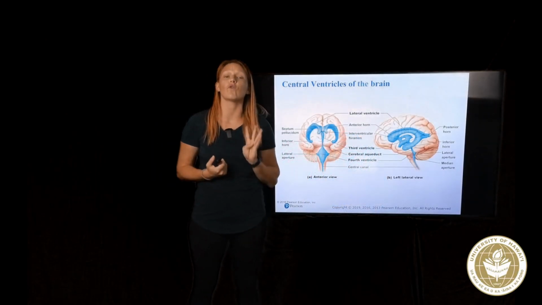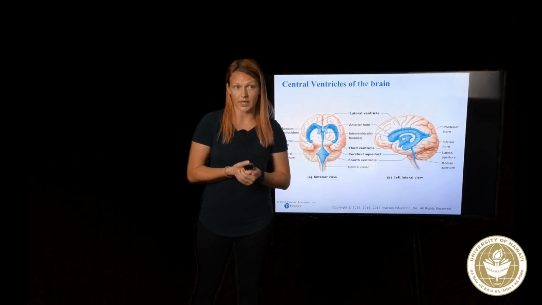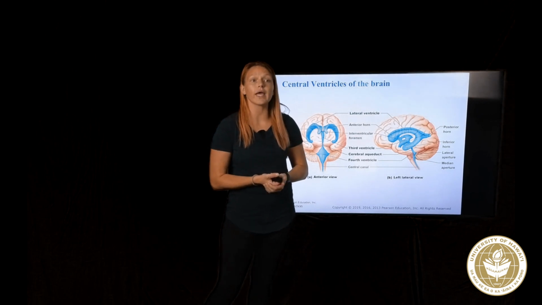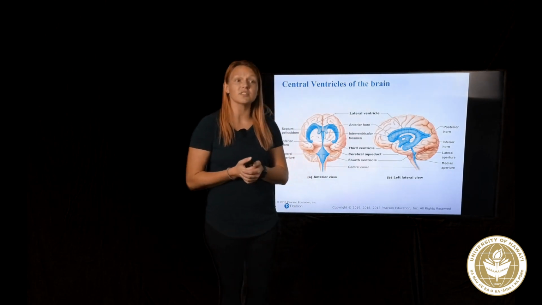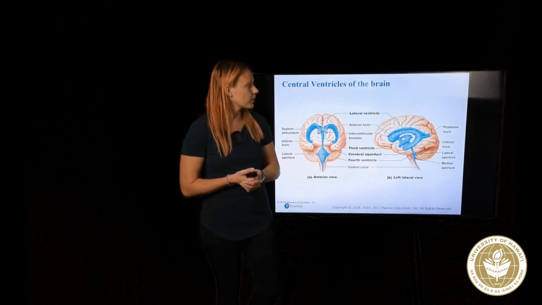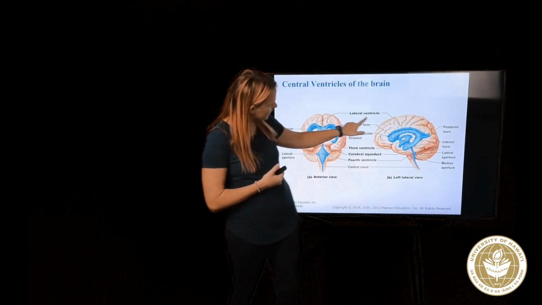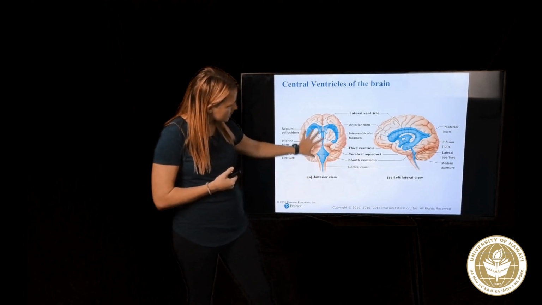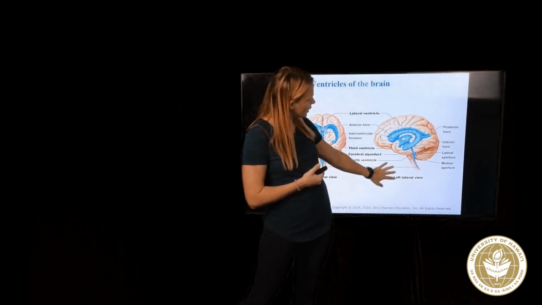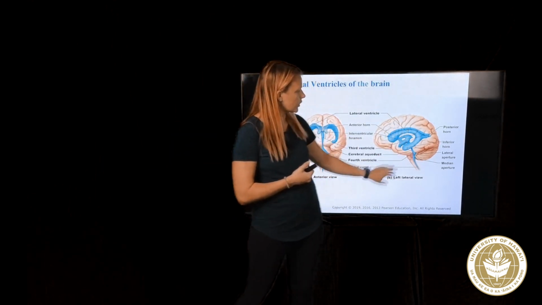Additionally, we have 4 different ventricles in our brain. So we have 4 cavities that are filled by cerebrospinal fluid. There are paired lateral ventricles. So you can see that here, your lateral ventricle. And this is showing you the anterior view of the brain. This is showing you that left lateral view of the brain.